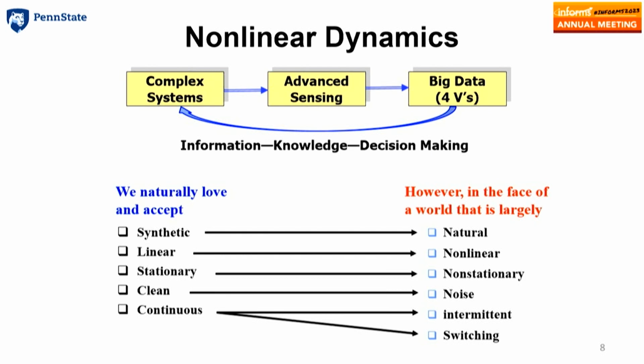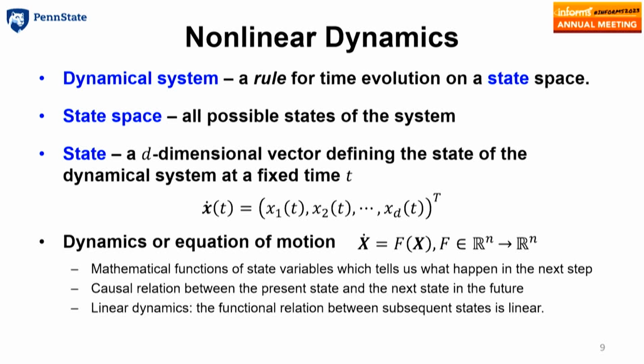Now let's dive into nonlinear dynamics. There is a need for us to look into nonlinear dynamics in the operational data. A dynamic system is a rule for time evolution on a state space. So what is a state space? Let's first define it. State space is all possible states of the system.